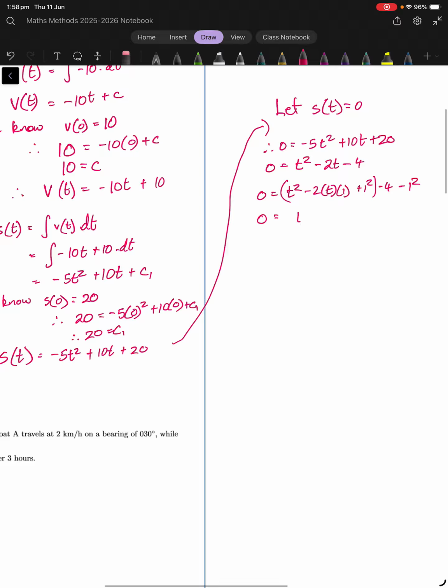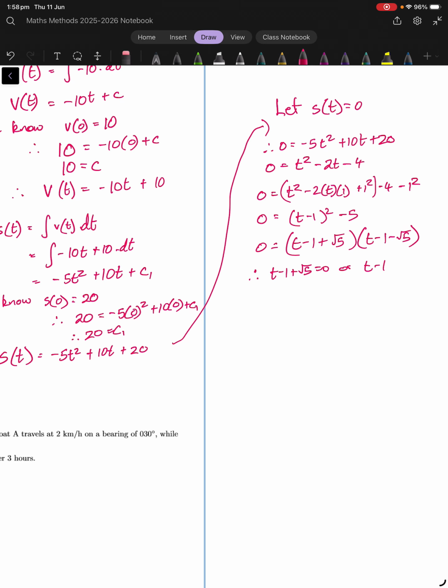That first bit all just goes to t minus 1, all squared, minus 4 minus another one is minus 5. Difference of 2 squares. Therefore, the first bracket equals 0, or the second bracket equals 0. This one's going to give me t equals 1 minus root 5, or t equals 1 plus root 5.